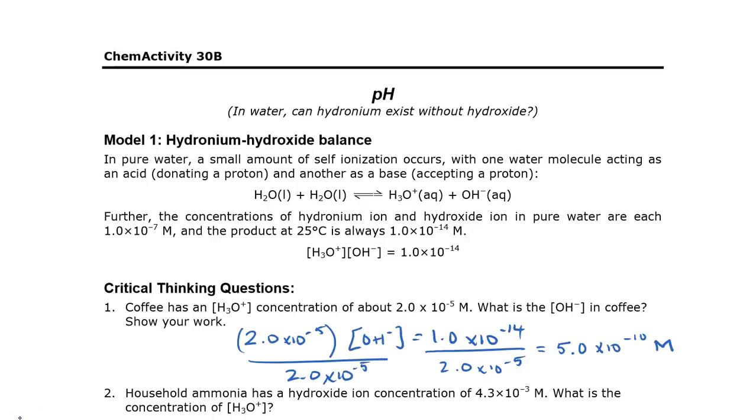Alright, so here's how that gets set up. This says coffee has a hydronium concentration of 2.0 times 10 to the minus 5th molar. So I put that here, times the hydroxide, equals 1.0 times 10 to the minus 14th. Then I divided both sides by 2 times 10 to the minus 5th. And I get hydroxide equals this fraction, which is 5.0 times 10 to the minus 10th, and then I put in the units of capital M for molarity.